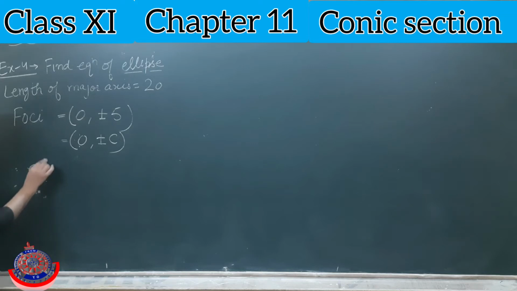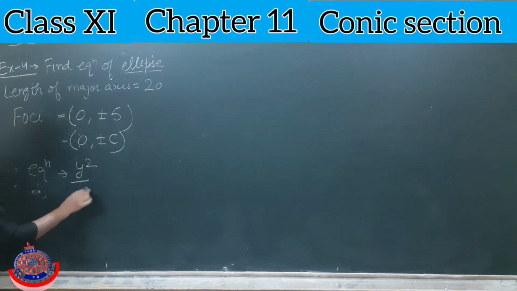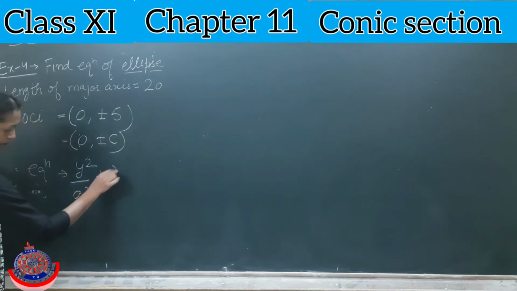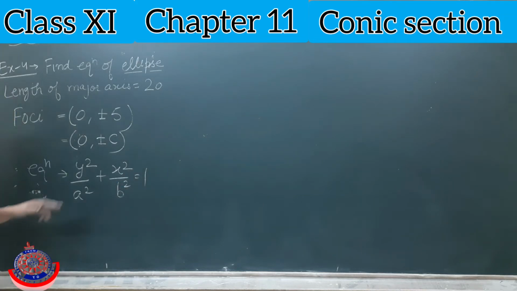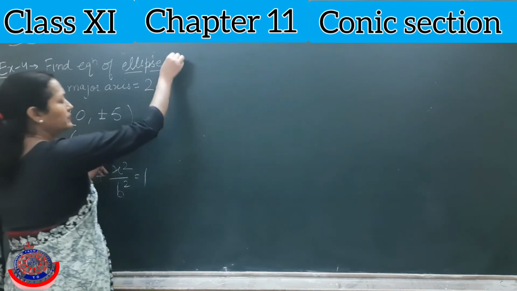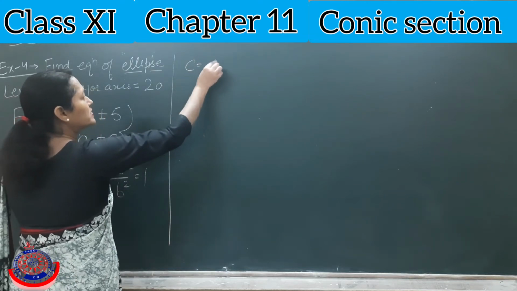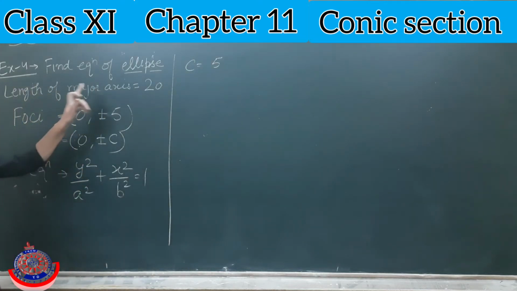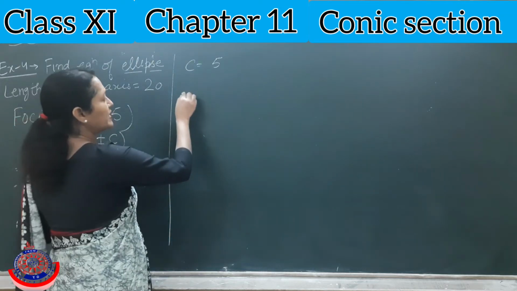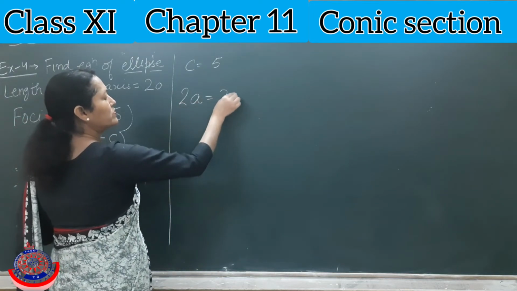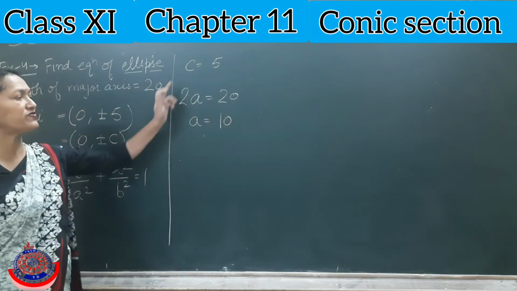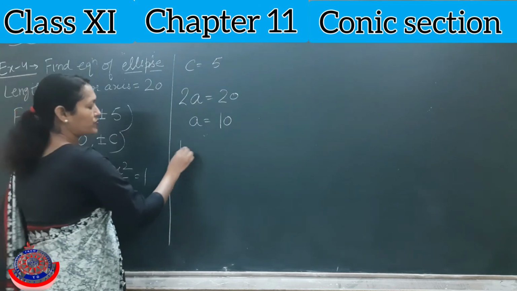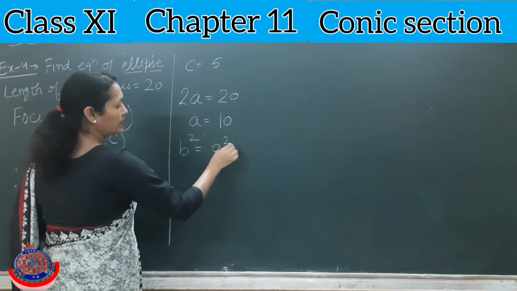So the equation will be y square upon a square plus x square upon b square is equal to 1. Here comparing, we will get c as 5. Length of major axis 20. Length of major axis we know it is 2a. So 2a equals 20, a will come out to be 10. C is 5, a is 10. And we know b square is equal to a square minus c square.